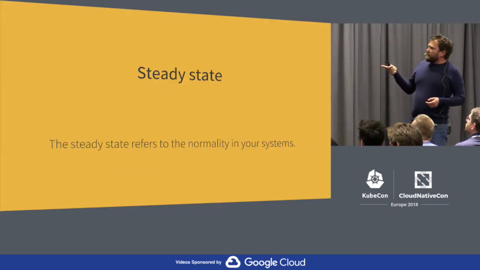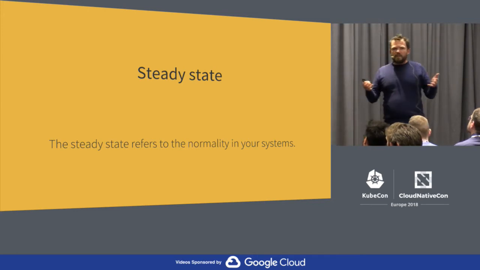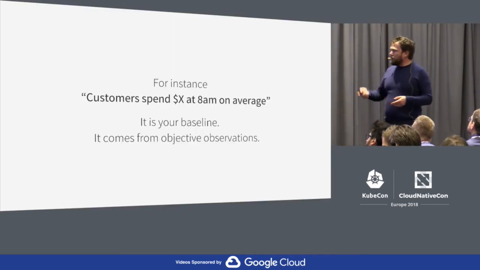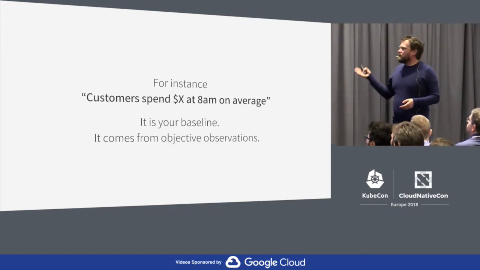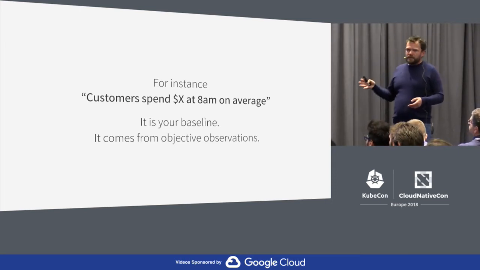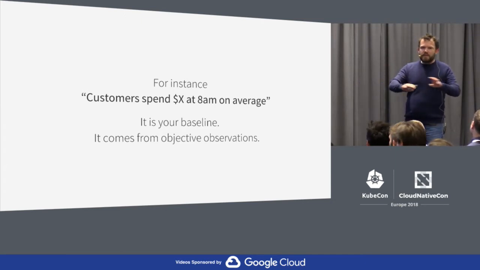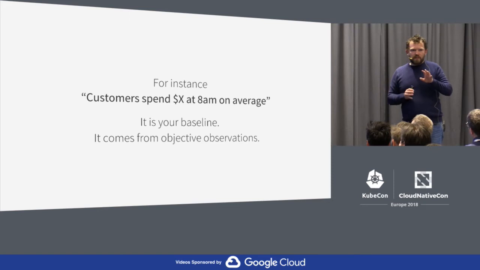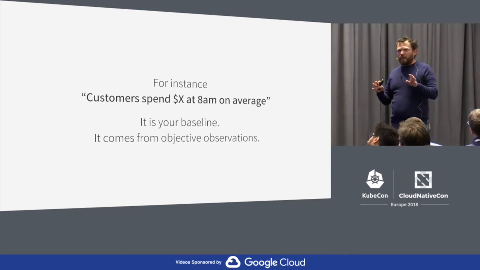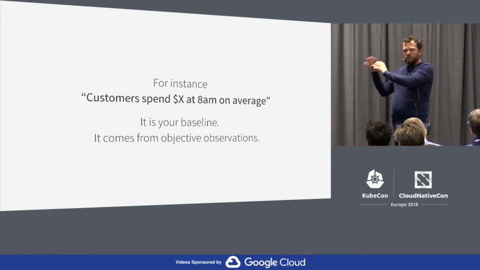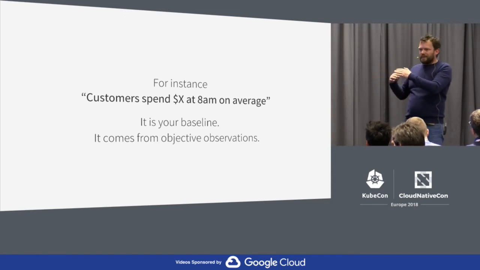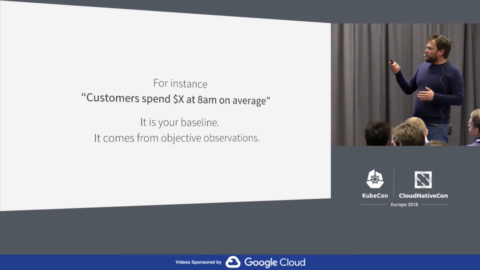Steady state. So let's come back to that. It's a normality in your system. What your system is when it's normal. For example, it's a made-up steady state here. But customers spend X amount of dollars or euros or whatever at 8 a.m. on average. Now that's the thing the business cares for. No one cares for your service going down, your resiliency, all of that. What the business cares is that this remains true whatever you roll out, whatever you do. You don't want to change that, at least not in a negative way. If you do, then you've learned that something went wrong. So that's where you start.